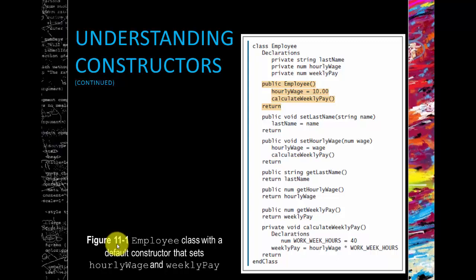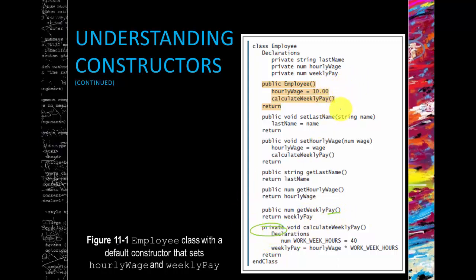Let's have a look at 11.1 over here. What we have is a default constructor that we have created, and what we are actually doing is that the employee object will have a starting hourly wage of $10 and a correct weekly pay for that. So when you call on the calculate weekly pay method within the constructor, remember our calculate weekly pay method over here is private.